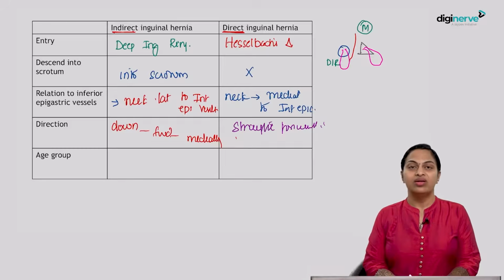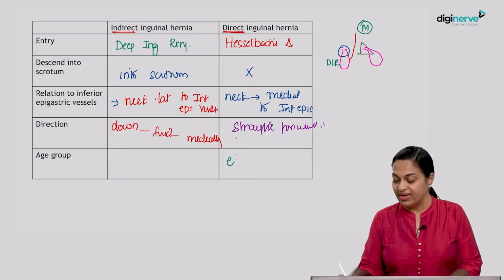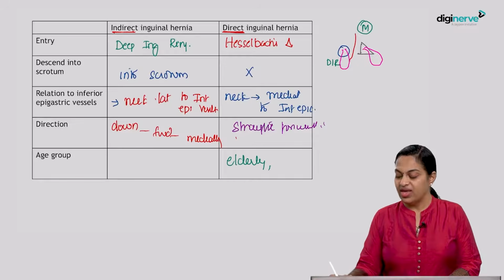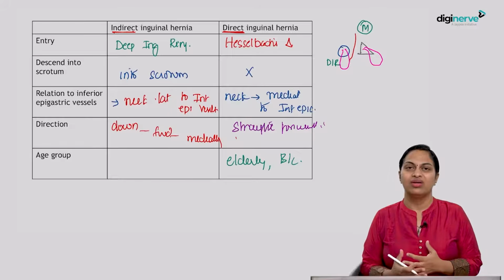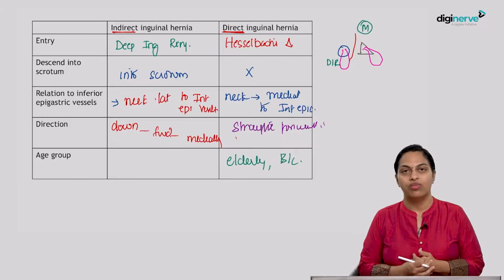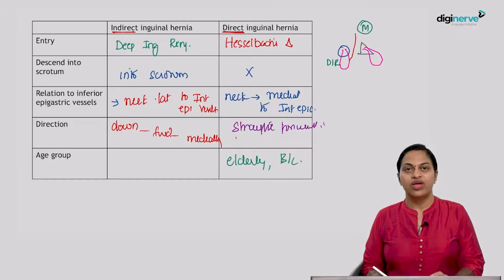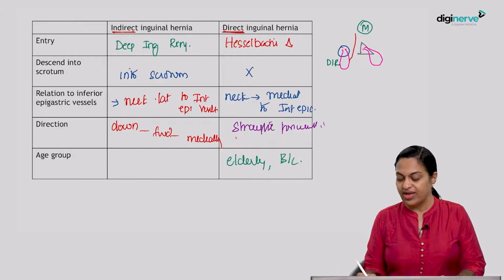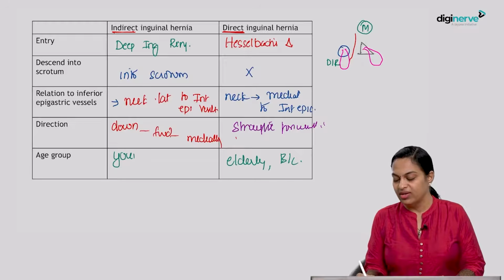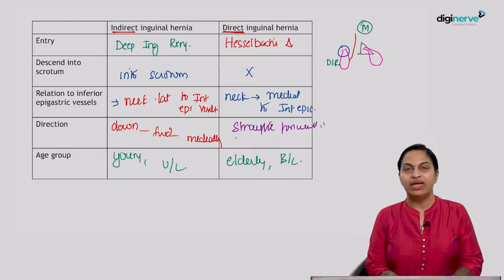The direct inguinal hernia occurs in the elderly and is going to be bilateral, because it's a condition, as we saw, that arises from anything that increases the intra-abdominal pressure. Whereas the indirect inguinal hernia, most of the time due to a patent processus vaginalis, is common in the young and presents unilaterally.